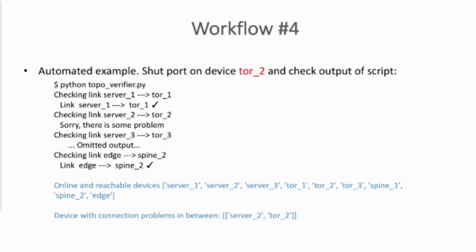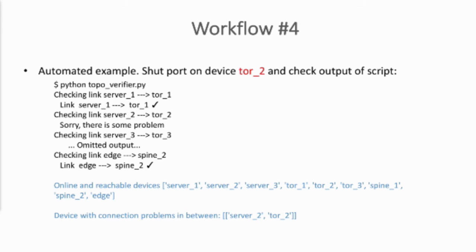Now we will take a look at the Python workflow. The script is already written, and you can simply use it. It will go to each node available in our topology. A YAML file is used by default, and you'll find the topo.yaml file in the GitHub repo. The result of this script will be a list of all available devices and devices with connection problems in between.